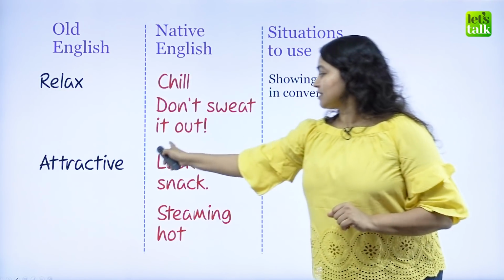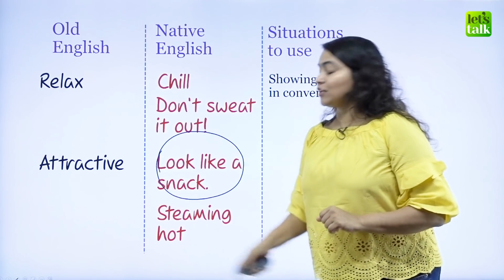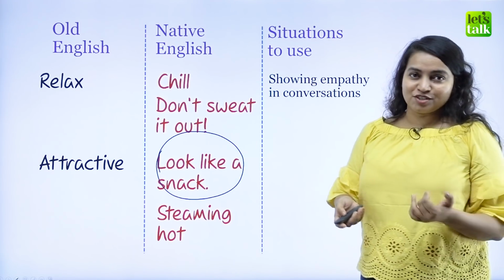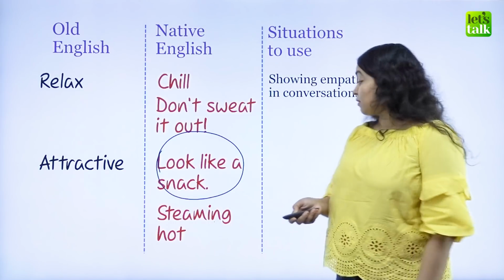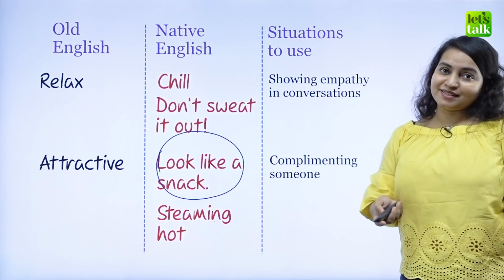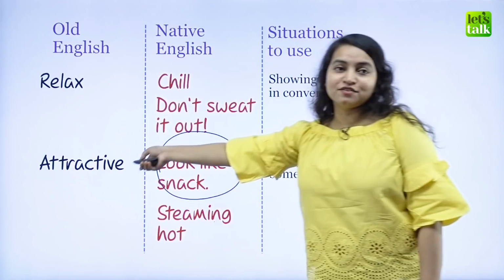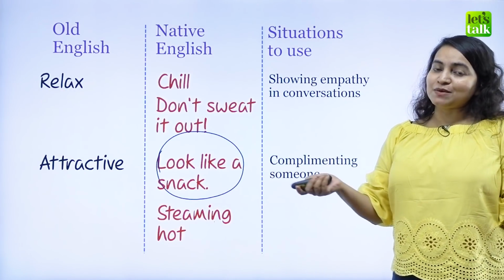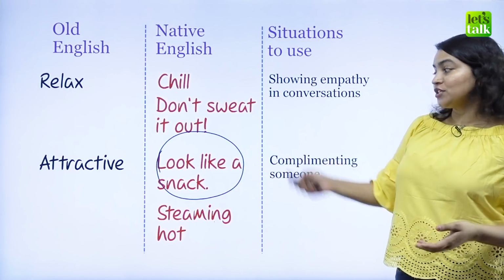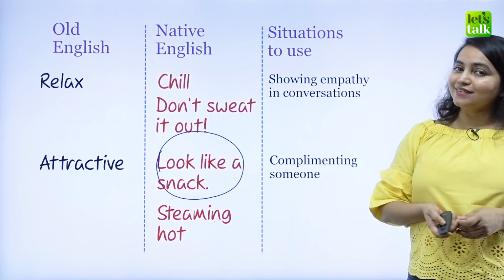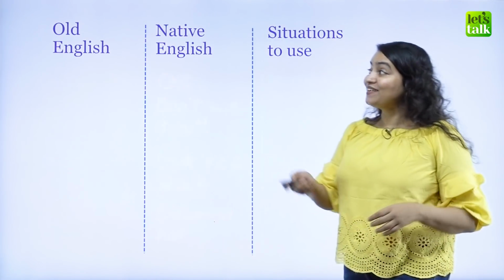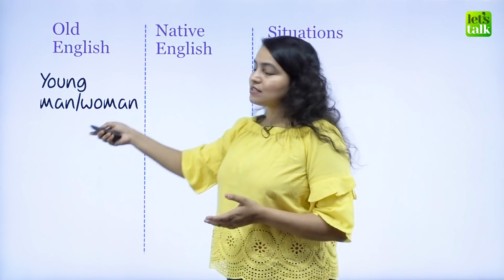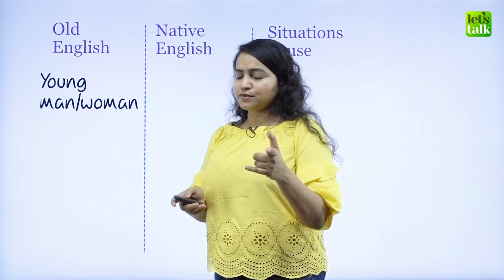Okay, this sounds like a phrase that you would use in informal conversation. And when do we use it? We use it when we are complimenting someone. Obviously, if someone is attractive, that is a compliment. So the next time you want to compliment someone in an informal way, you could just say, hey, you look like a snack, or you are looking steaming hot. Okay? All right, then let's move to the next old English phrase that you're using.